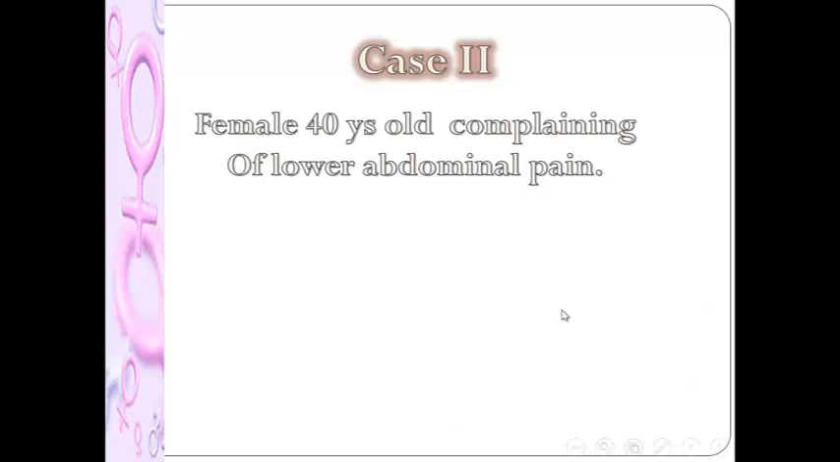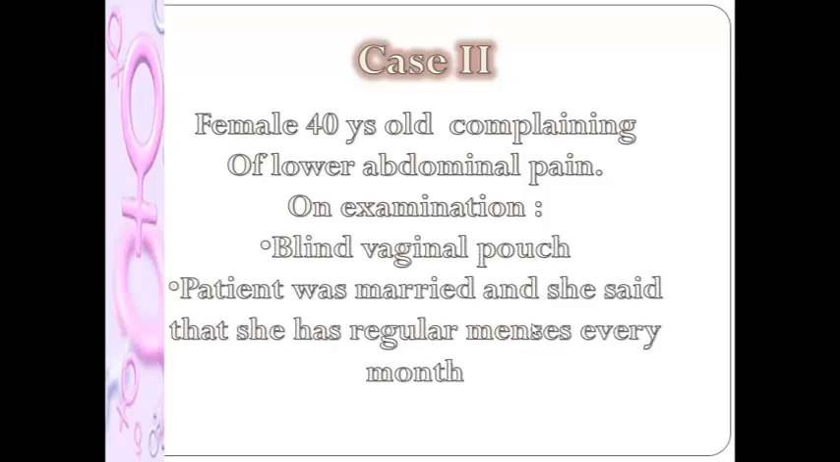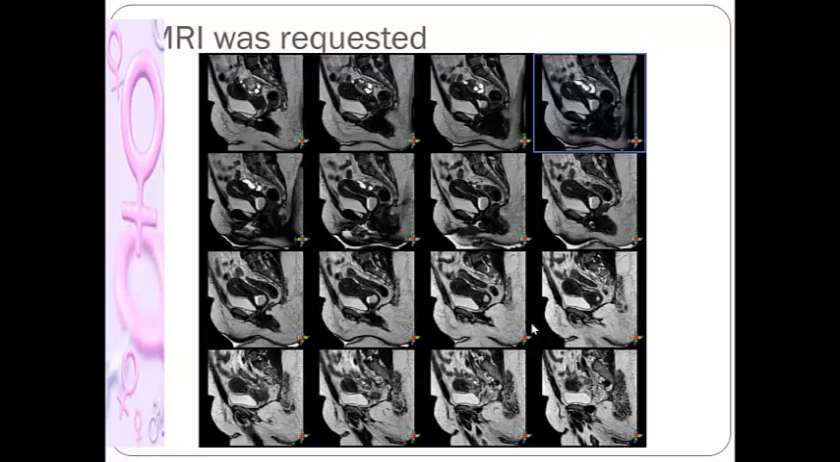Another case, she's 40 years old, in the childbearing age group. She was complaining of lower abdominal pain, and on examination they found a blind vaginal pouch, and the patient was married. She said she has regular menses every month. And that was her MRI.